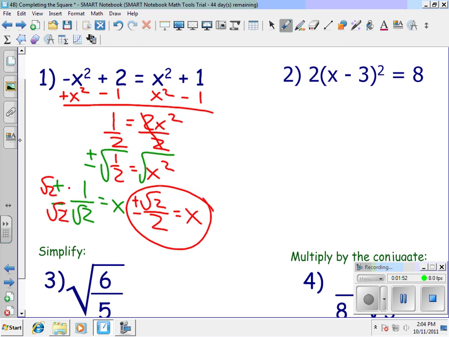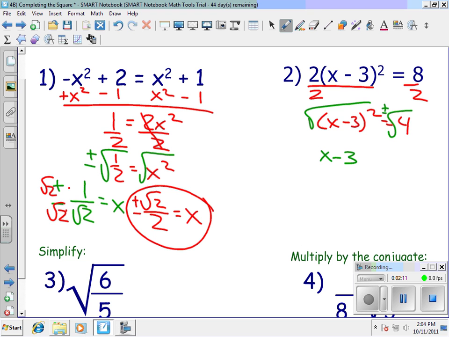Number 2, again, we want to get the parentheses by itself, so we divide by 2, and we're left with x minus 3 quantity squared is equal to 4. Again, to undo that square, we use the square root, and again, plus minus. So we have x minus 3 is equal to plus or minus 2, because the square root of 4 is simply 2. Now when we move the 3 over to the other side, our answer is x is equal to 3 plus or minus 2.